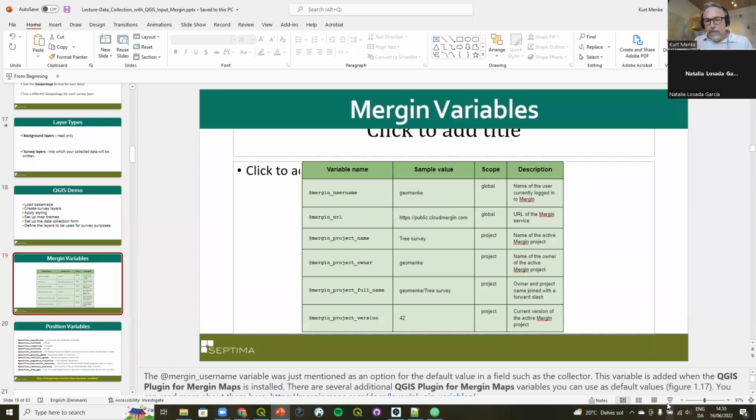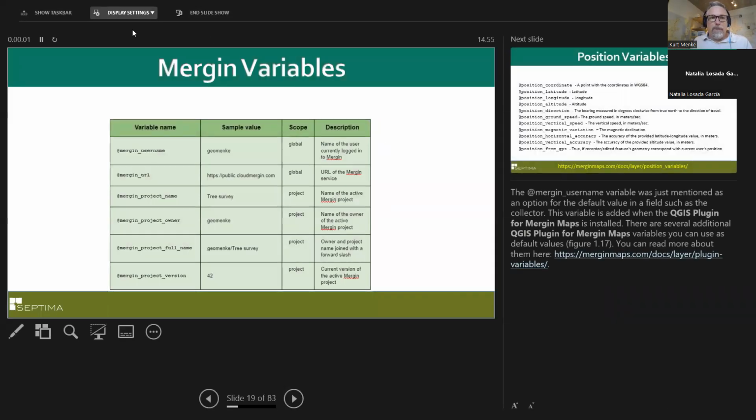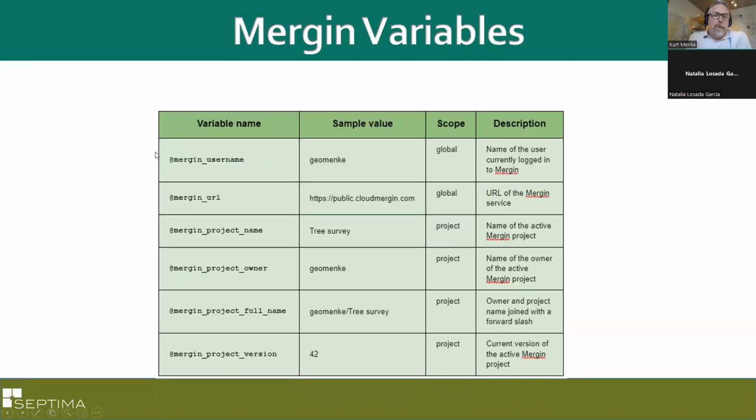There are Mergin variables. So I have a slide here, and this will be in your documentation too. There's a number of Mergin variables that come with the plugin. So for example, I could put in Mergin username, which in my case is GeoMenki. That's my handle for my account. So I could use that as the default for this, and it would populate it with that. So there are other Mergin variables in here, such as the Mergin URL, Mergin project name. So you can use those for any widgets that you need just when you're setting up your data collection form.